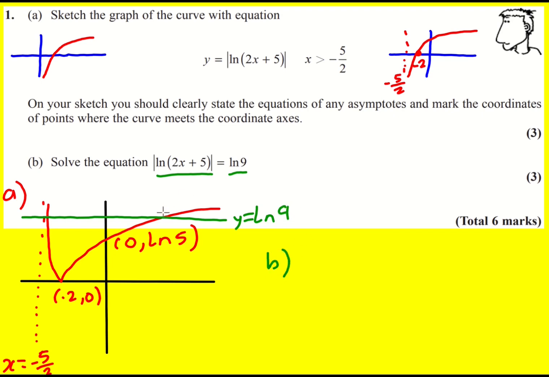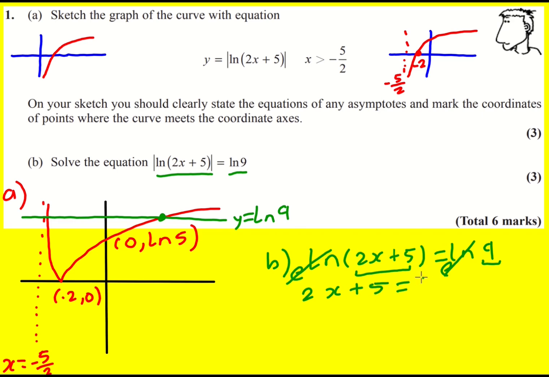Right, so one solution is going to be here, and that's just when you can ignore the modulus and set ln(2x + 5) equal to ln 9. And for these two things to be equal, it must be that the parts inside the log are equal, because ln is an increasing function. I can just get rid of it. You could alternatively raise each side to the power of e, which would cancel them out. So 2x + 5 is equal to 9. 2x is going to equal 4. x is equal to 2.